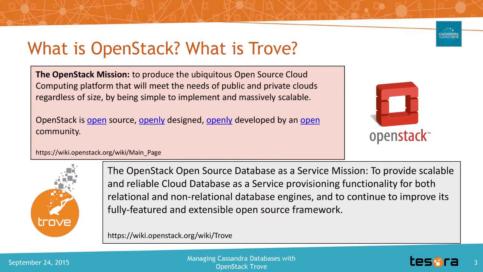Trove's mission is to make it easy for you to use both relational and non-relational databases in the OpenStack cloud. As a point of reference, for those of you who are familiar with Amazon, RDS is the relational database service in Amazon, but there's DynamoDB, which is a NoSQL database, and then there's Redshift. Imagine something which has all three of them in one place. That's Trove. Trove can orchestrate relational and non-relational databases, and we'll talk about some of those as well.